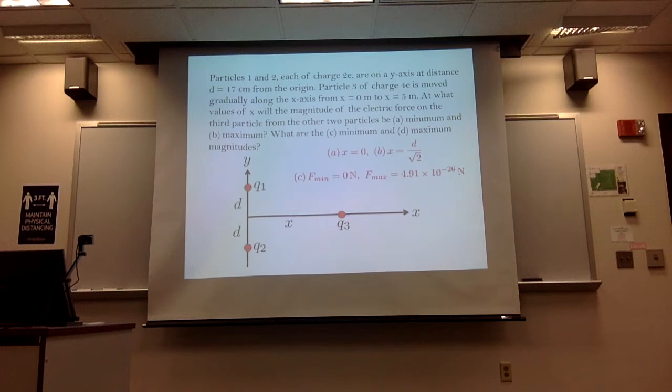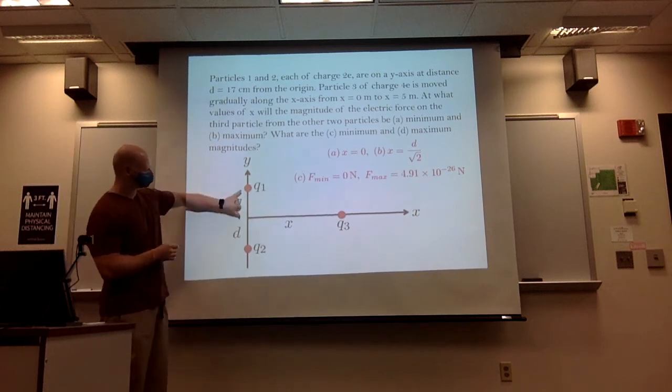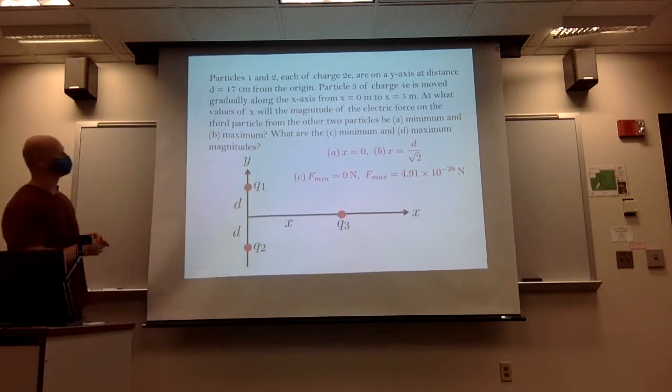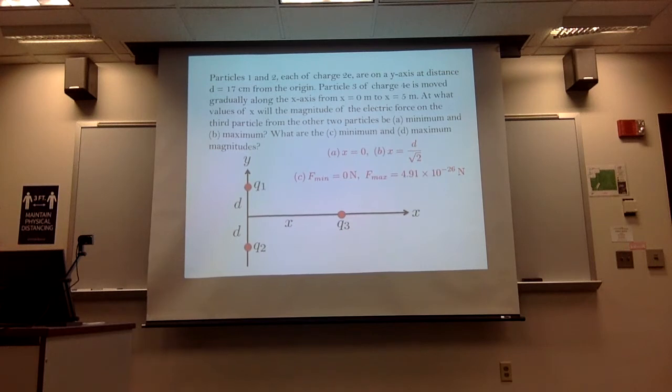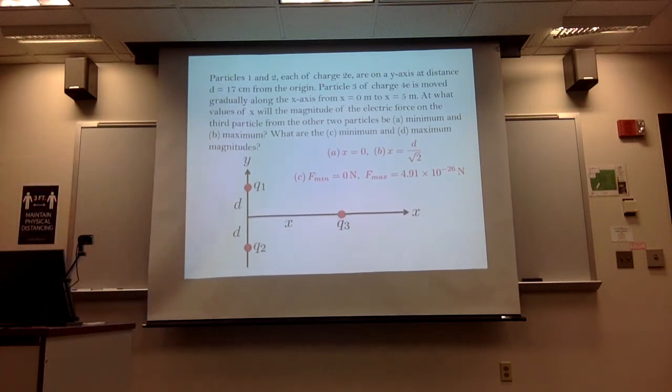So here we have three particles. We have Q1 and Q2, which are along the y-axis. Each one is a distance of d away from the origin, where d in this case is 17 centimeters. And each one of them has a charge of twice the fundamental charge. So if you want, you can think about this as helium, for example, or an alpha particle, that would work as well.